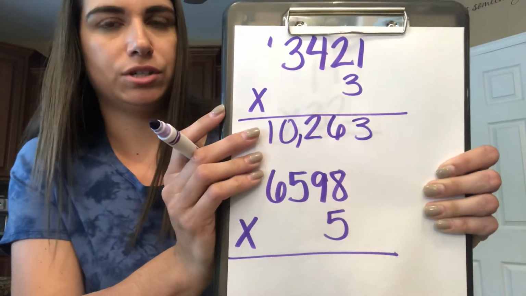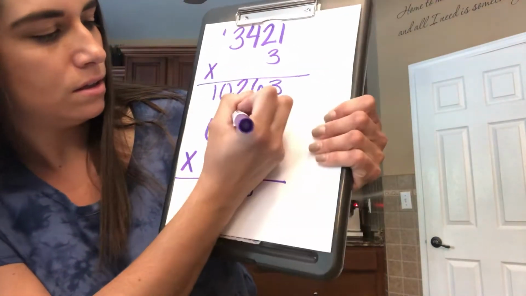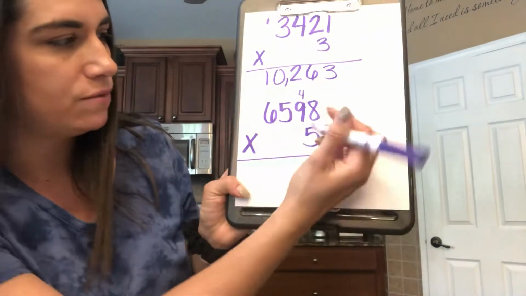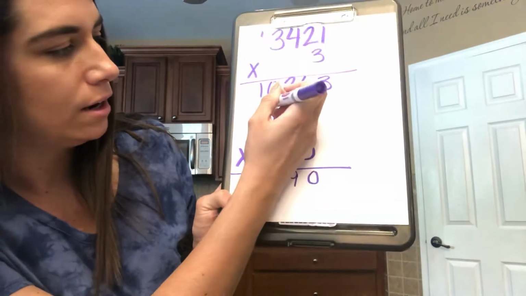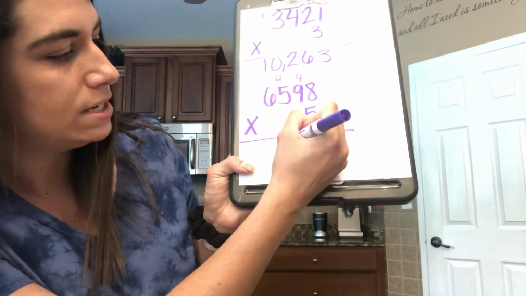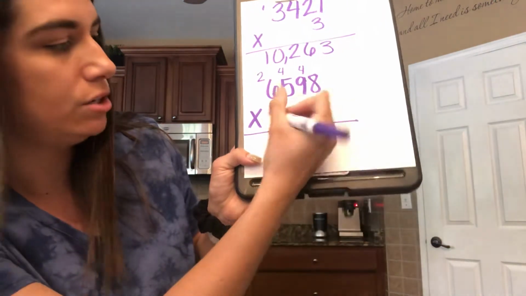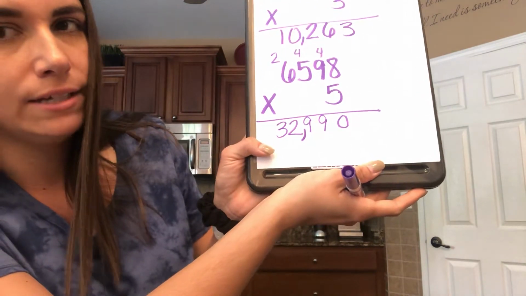So 10,263. And then the next one, 5 times 8 is 40. Carry my 4, 5 times 9 is 45, and 45 plus 4 is 49. Carry my 4. 5 times 5 is 25, and 25 plus 4 is 29. Carry my 2. 5 times 6 is 30, and 30 plus 2 is 32. So you should have gotten 32,990. All right, you got those first two correct. 2 virtual high fives. Good job.